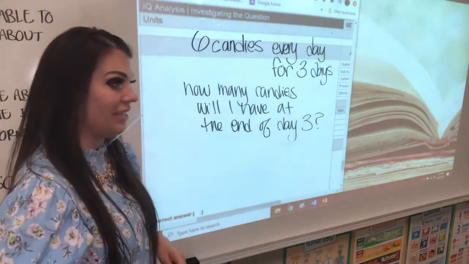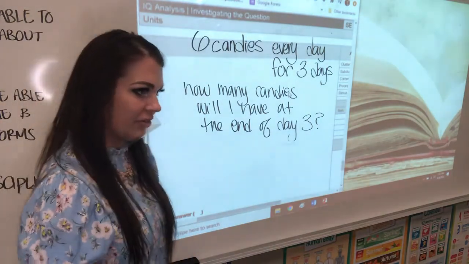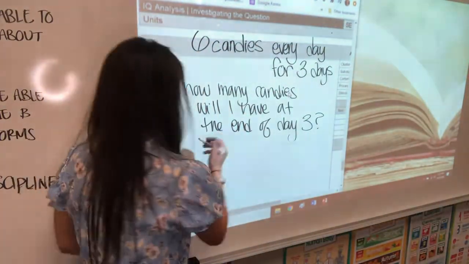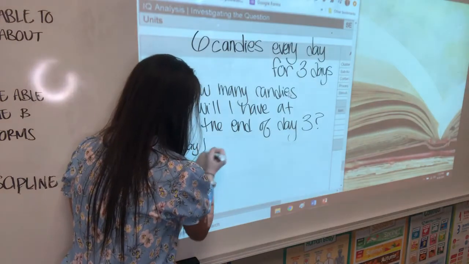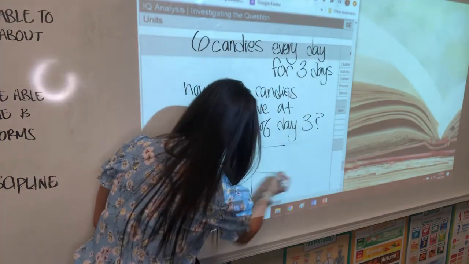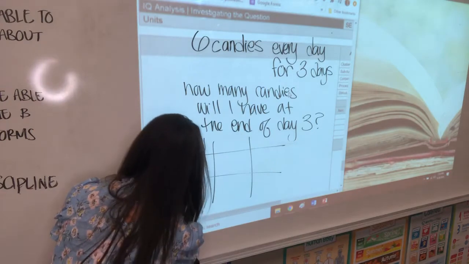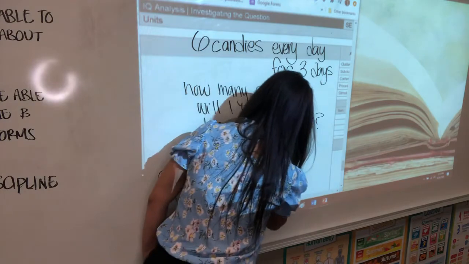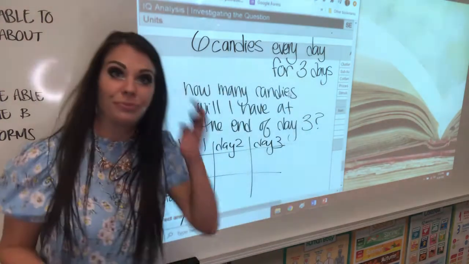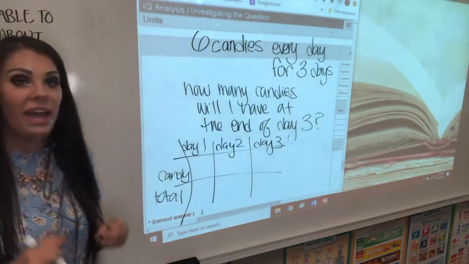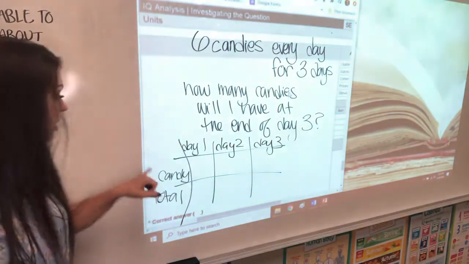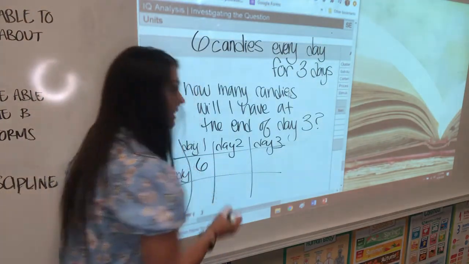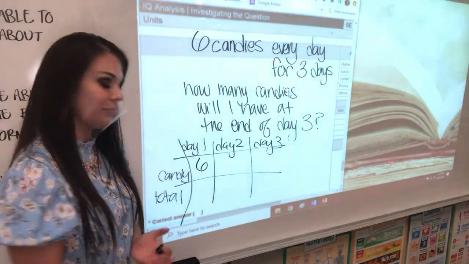You get 6 candies every day for 3 days. So on day 1, how many candies are you getting? 6. And so how much is your total at the end of that day? 18.